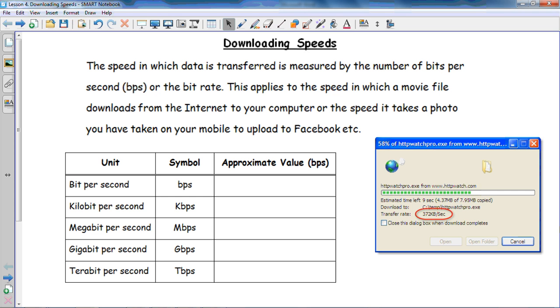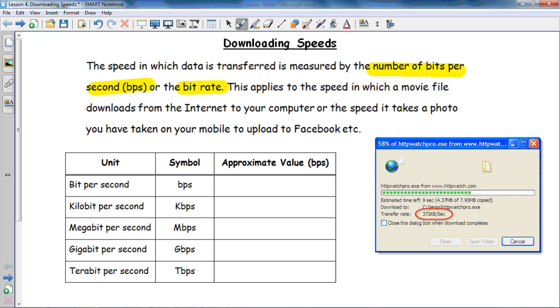So our next section is about downloading speeds. We're talking about the speed at which data is transferred. So the speed at which it comes down, or you copy, or you download a movie from the internet, or you upload a photo from Facebook on your mobile phone, and it is measured in number of bits per second. Okay, so bps, bits per second, also known as the bit rate. So small b here, b for bits per second.